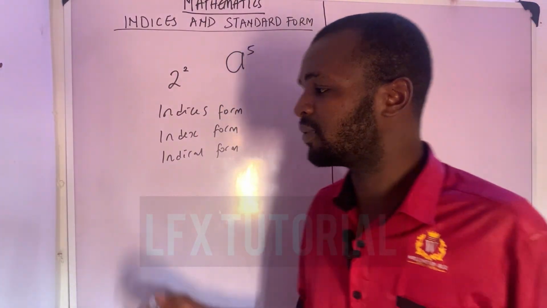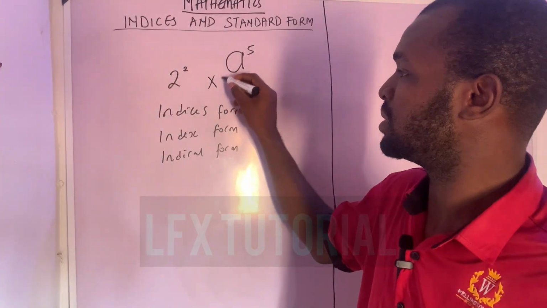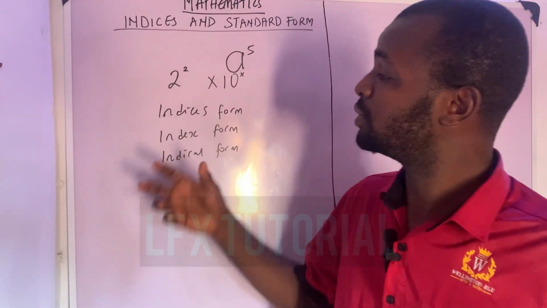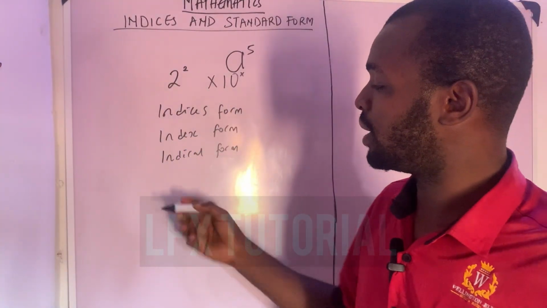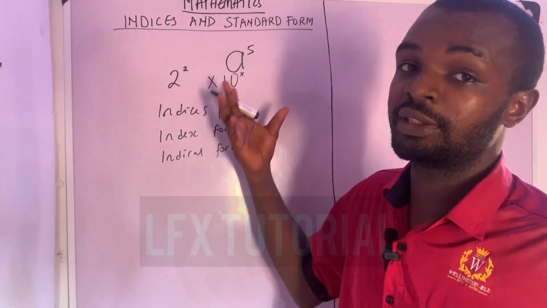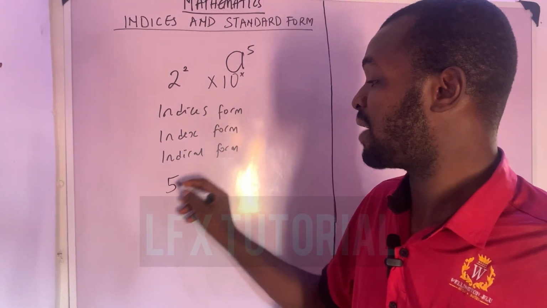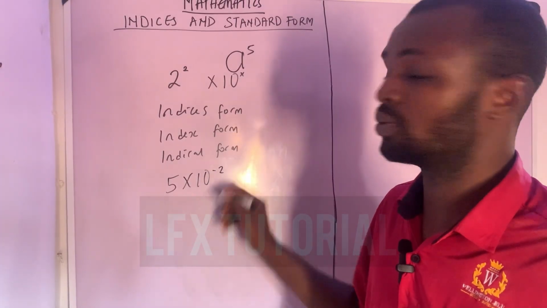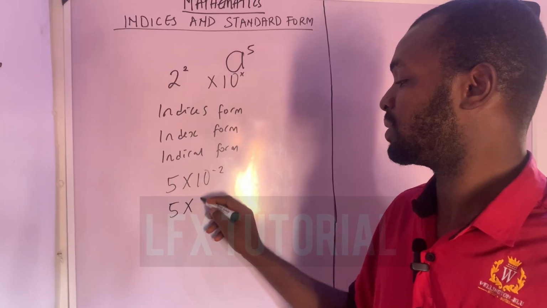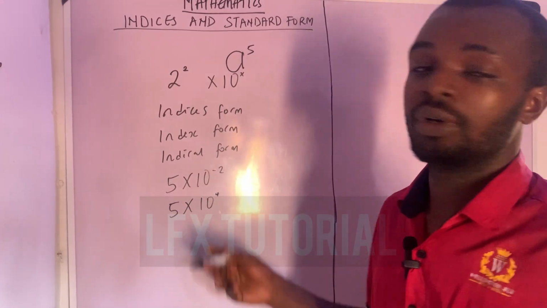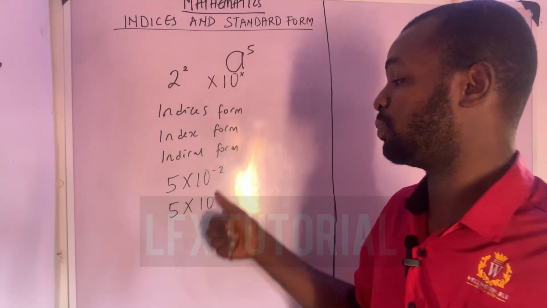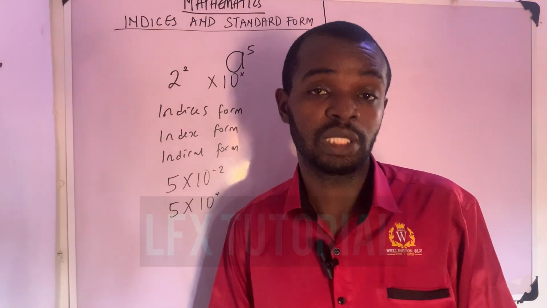It's just that standard form always comes with times 10 raised to power anything. So the difference between both of them is that you have a number that will be times 10 raised to power anything. For example, 5 times 10 raised to power minus 2 is standard form. Or 5.4 times 10 raised to power 5 is still in standard form. Why they work hand in hand is that this 10 raised to power is still having power, and it's also in index form.